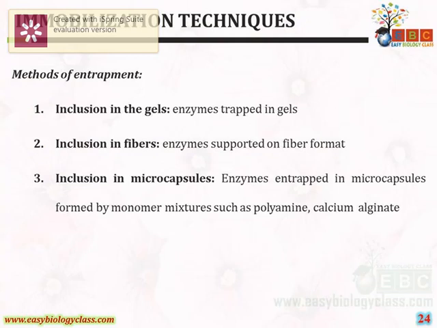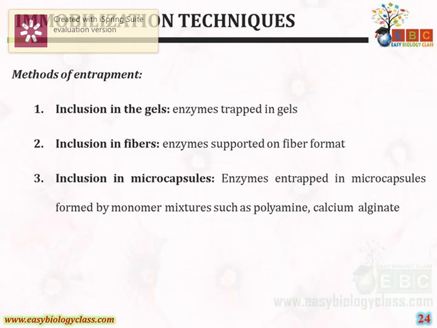Okay, there are three methods of physical entrapment. First is the inclusion in the gel. We have to make gel, and you can trap the enzyme molecules inside the gel. That is the inclusion in gel. The second method is the inclusion in fibers, where enzymes get supported in fiber format. The third method is the inclusion in microcapsules.